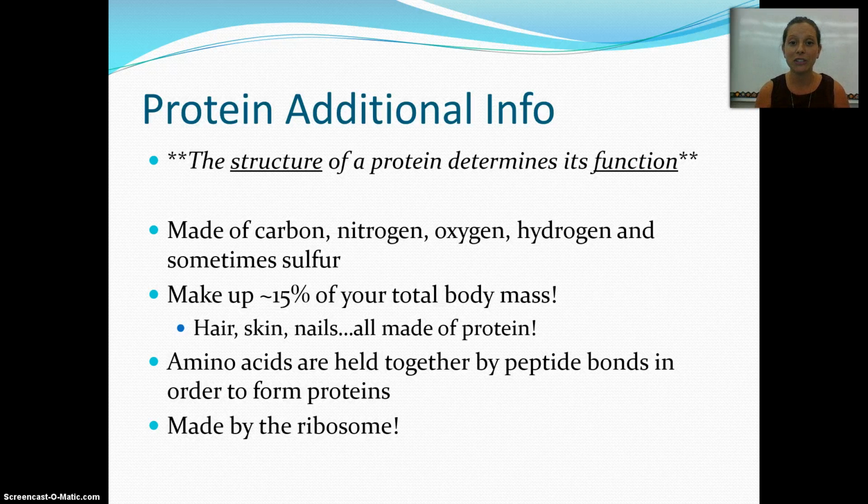Proteins make up about 15% of your body mass because your hair, your skin, and your nails are all made of proteins. Amino acids are held together by peptide bonds in order to form proteins, and proteins are made by the ribosome. Make sure you have that written down. The ribosome is the organelle responsible for producing proteins.